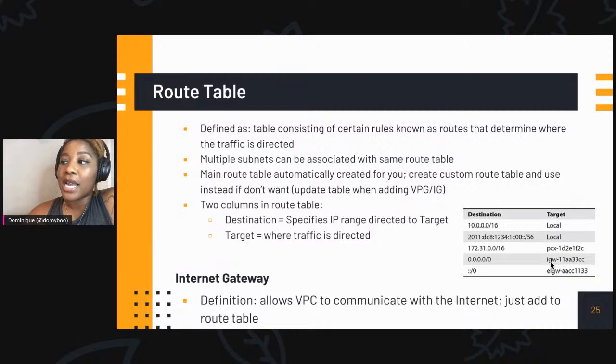Its target is IGW. It's important to know the acronyms of things because it will help you go a long way. IGW is the Internet Gateway. What this does is it means that any traffic is allowed to go to the public.